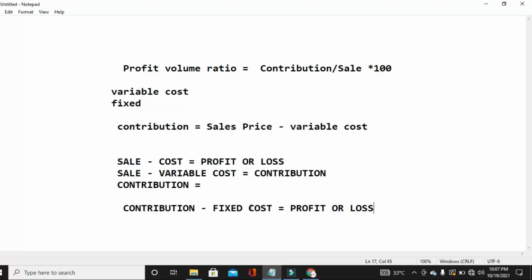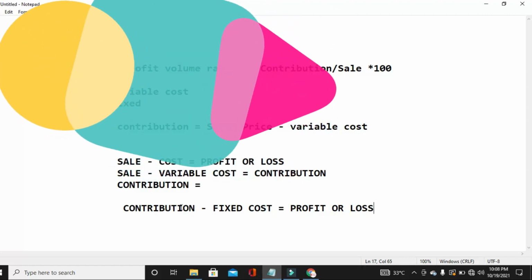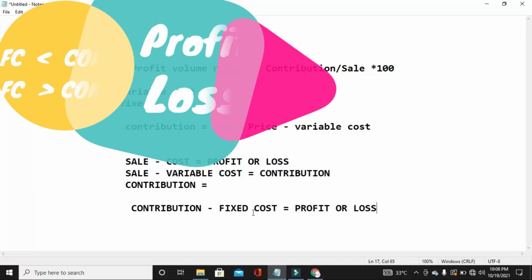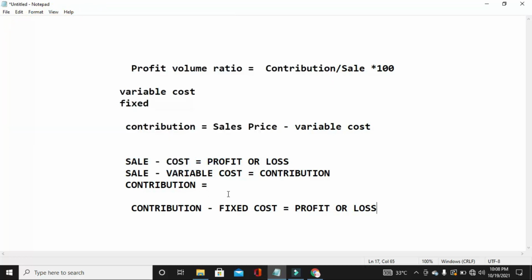If our fixed cost is higher than contribution, then definitely we will face a loss. If our fixed cost is less than contribution, then we have a profit. So we can say that the difference between contribution and fixed cost will be either profit or loss.